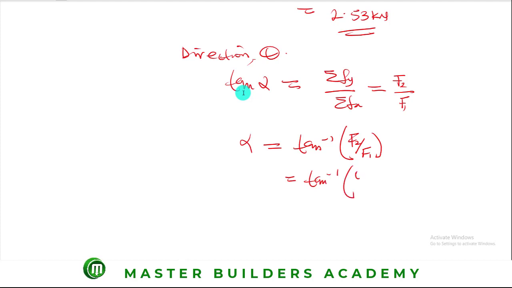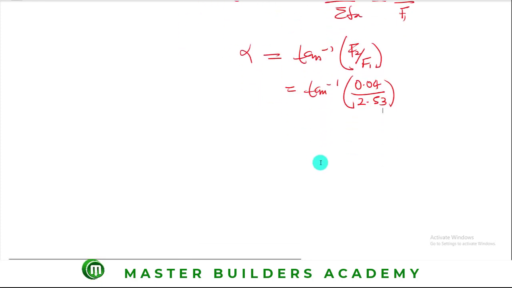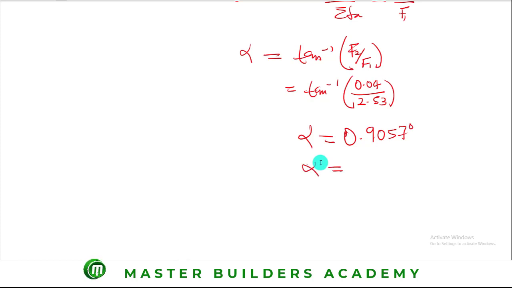So all we just need to do now is to put in the values: tan inverse of 0.04 all over 2.53. Are you there? All right, so if we divide this and then find the tan inverse of this result, our alpha becomes 0.9057 degrees. We can actually take alpha as 1 degree. Okay, let's take alpha as 1 degree. This is our alpha, approximate value.